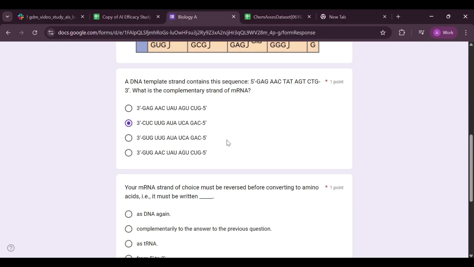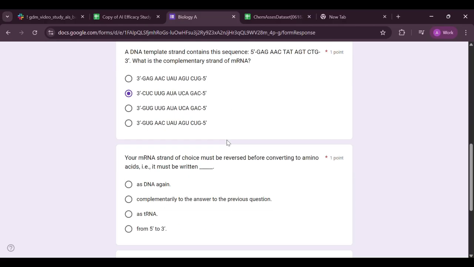Now moving ahead, the next question is: your mRNA strand of choice must be reversed before converting to amino acid. It must be written as DNA again. No. Complementary to the answer of the previous question. No, as tRNA. No, it is also not correct. All these three are incorrect. But it will be written from 5 dash to 3 dash. It is the correct option.